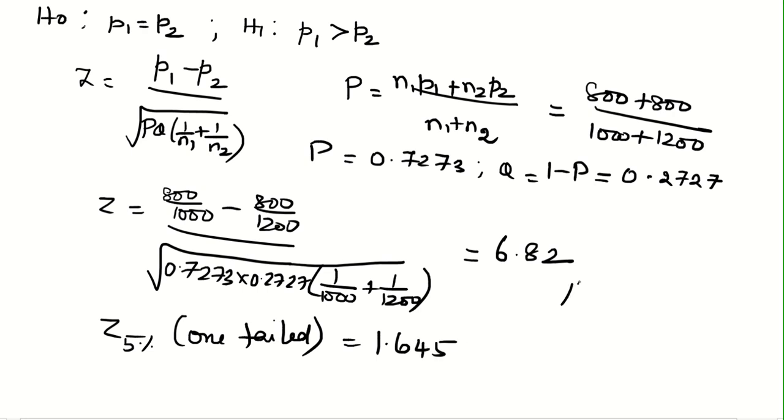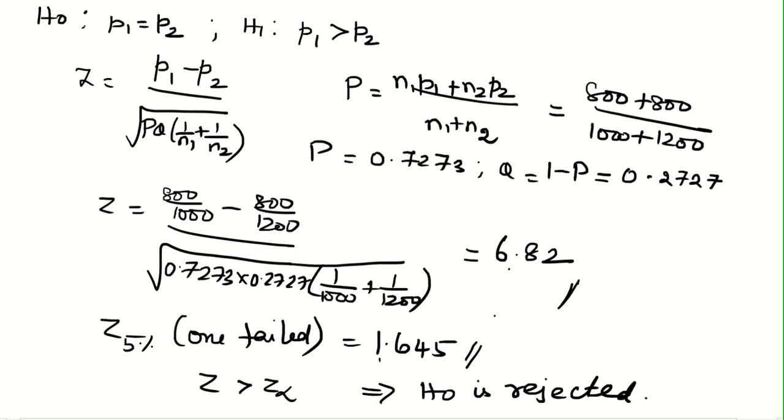So let us compare the calculated value and the tabulated value. Very clearly 6.82 is greater than 1.645, that is, Z is greater than Z alpha, which indicates H0 is rejected. H0 is rejected means that the difference between P1 and P2 is significant. That is, there is a decrease in the consumption of tea after an increase in duty.